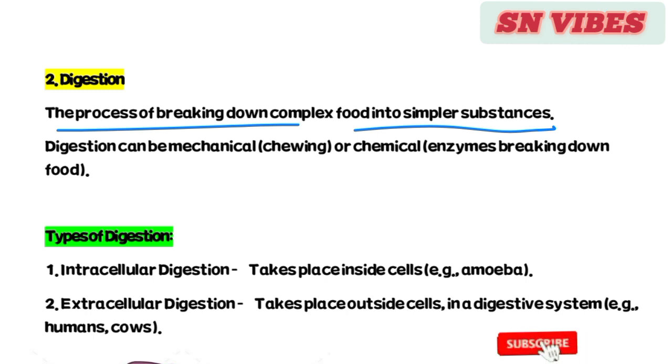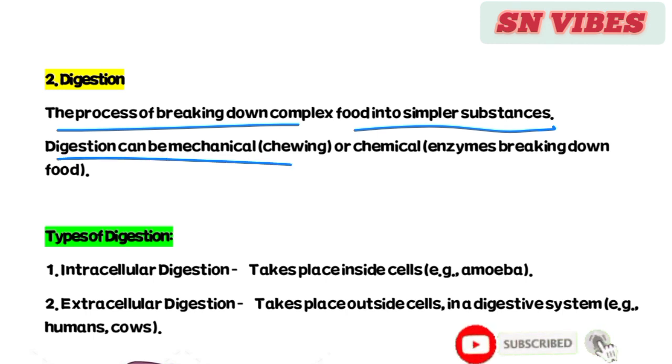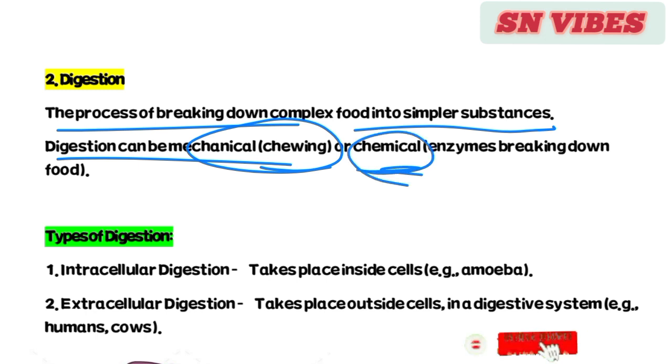Here, digestion can be mechanical or chemical. Mechanical means we can physically feel it and see it. Mechanically, it occurs in the mouth for the purpose of chewing. So the chewing mechanism is the mechanical way of digestion. The other one is the chemical way of digestion. Both occur, but the mechanical way occurs in the mouth, that is the chewing process.